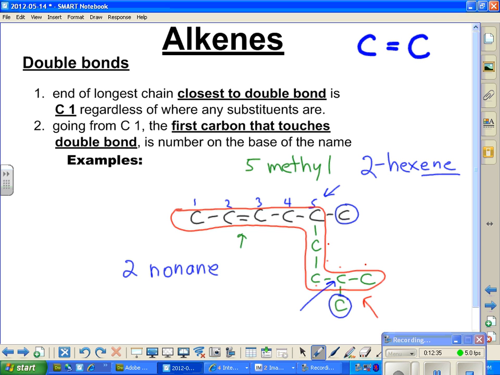So we have 5. Let's do this in a different color. 5, 8, di for 2, methyl, 2, nonane. Okay, so there's our new name, and you can see how things have changed.